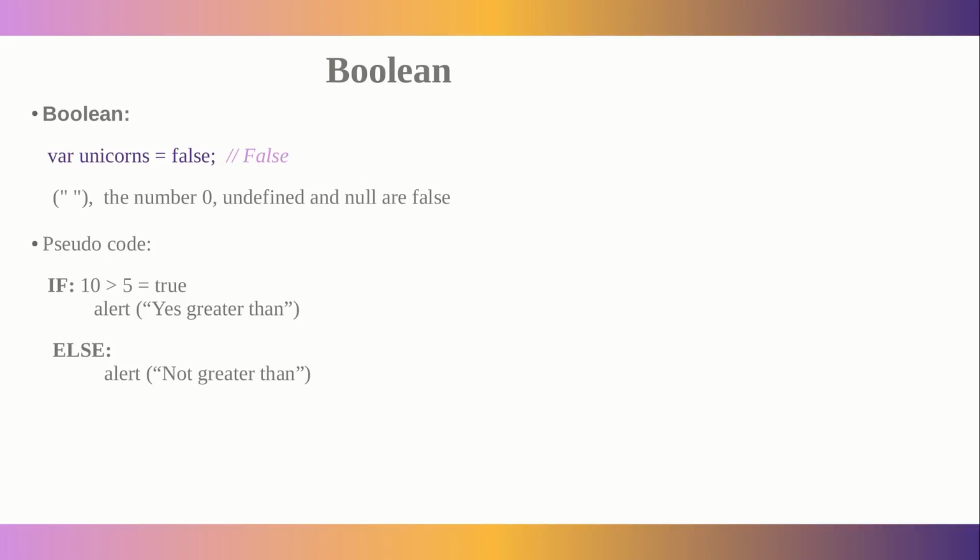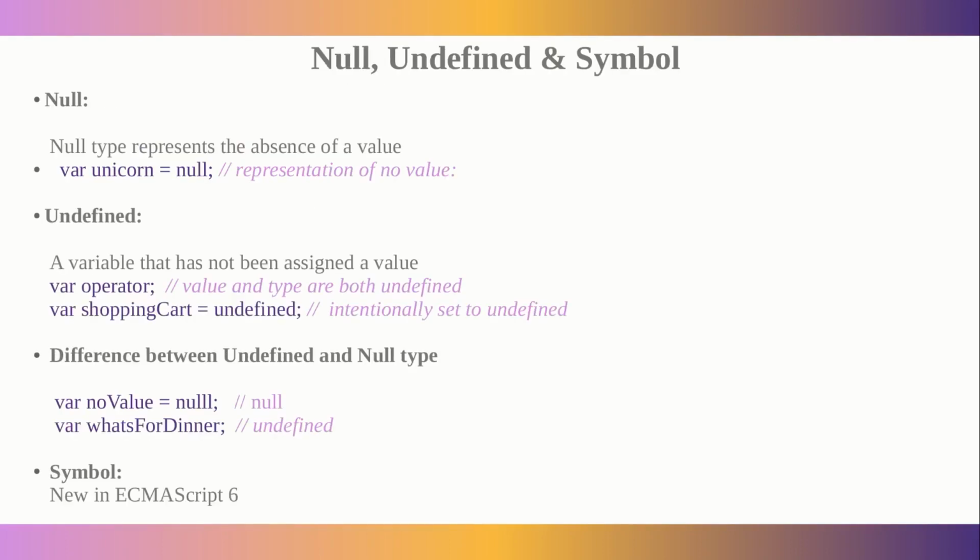Moving on, let's keep in mind that JavaScript treats an empty string, the number 0, undefined and null values as false. Everything else is true. And with that, let's move on to null and undefined types. Null and undefined data types can be a bit confusing, but don't worry and get hung up on these. As you use them, their usefulness will become clearer to you.